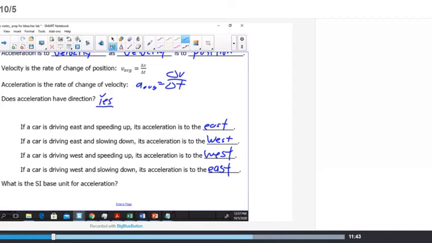The SI unit for acceleration. What units do we use to measure velocity? Can you tell me that? What do we use to measure velocity? Meters per second. So if our velocity is meters per second, we're dividing this by time, sort of the second down here on the bottom. Usually we'll write this as meters per second squared.